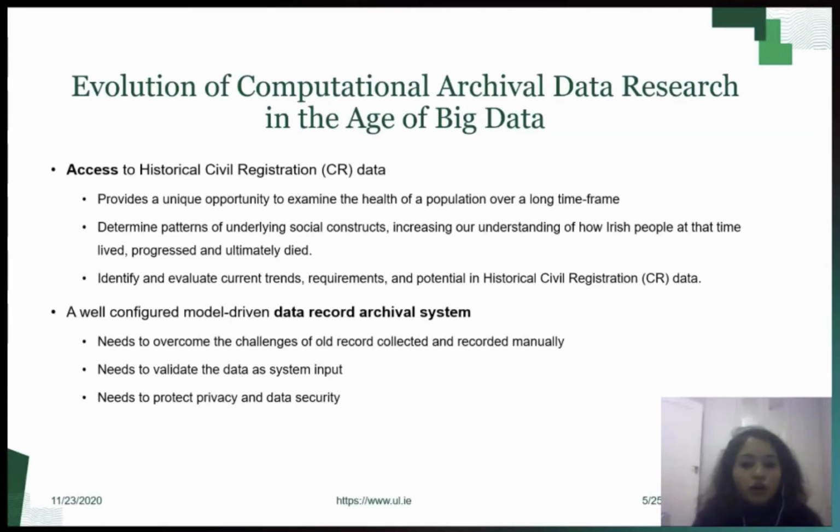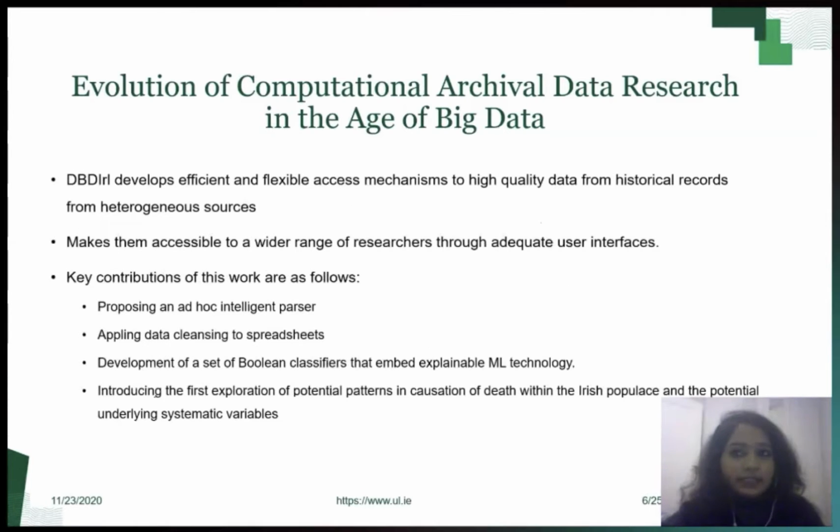For ensuring all this, a well-configured model-driven data record archival system needs to overcome the challenges of old records collected and recorded manually. It also needs to validate the data system and to protect privacy and data security. So following this, DBDIRL develops efficient, flexible access mechanisms to high-quality data from historical records from heterogeneous sources and makes them accessible to a wide range of researchers.